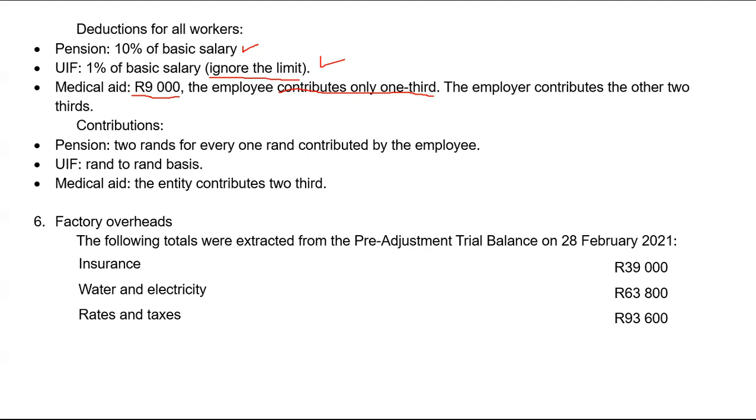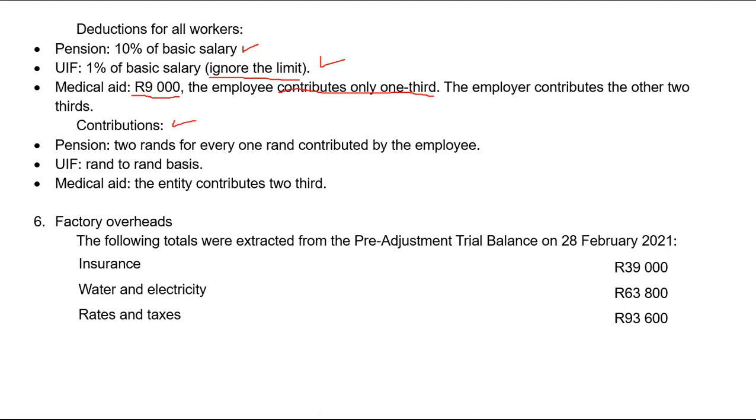So the employee's salary was deducted, the salary excluded this 9,000. This 9,000 is what was paid by the employee, so it is the 1/3. The employer contributes the other 2/3. So the fact that they said deductions for all workers, for employees, they said it's 9,000 Rand, which is 1/3, because that's what the employee contributed. So that 9,000 Rand, guys, as I've said, is the 1/3. You got it. Let's go to the contributions.